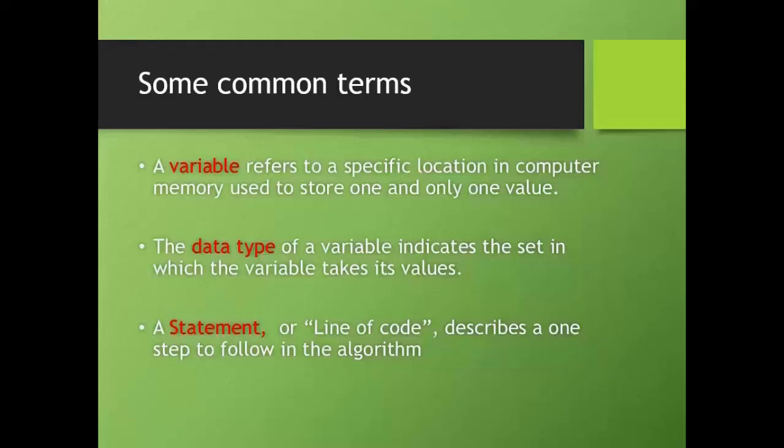A statement, though, in code for us will describe one step to follow in the algorithm. I'll refer to it many times as a line of code. Now, it's not a statement as far as a proposition. It is not true nor false. It's just called a statement of code or a line of code.